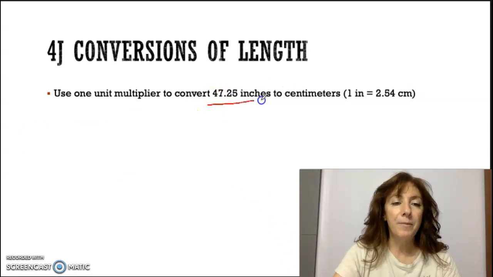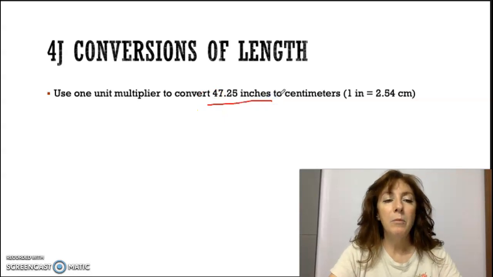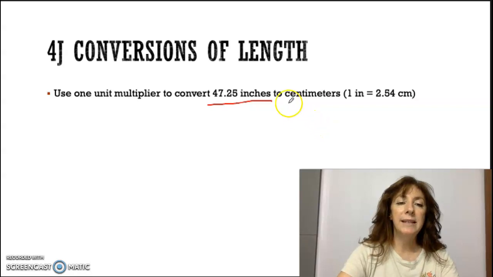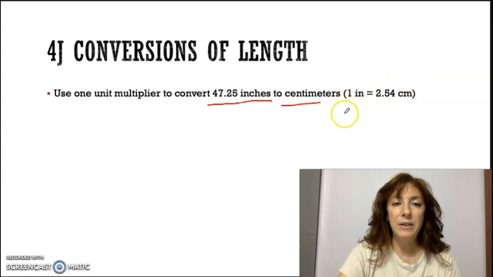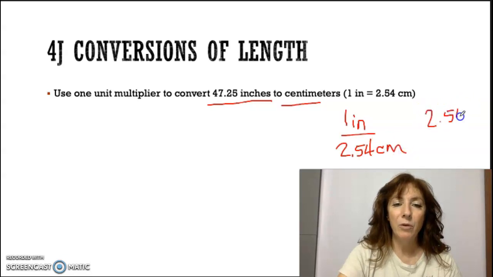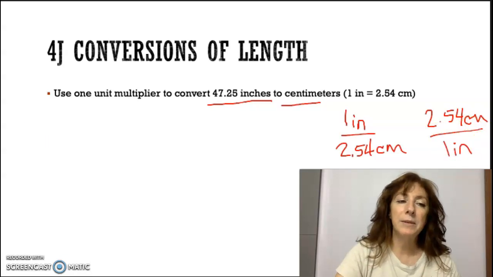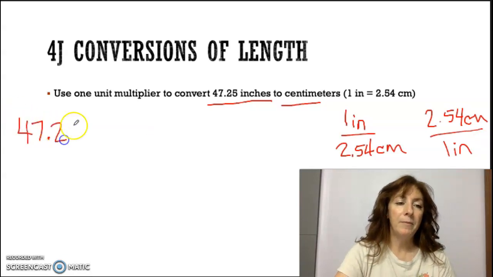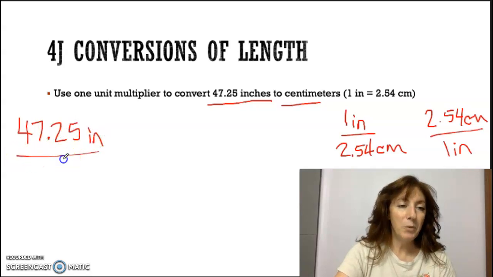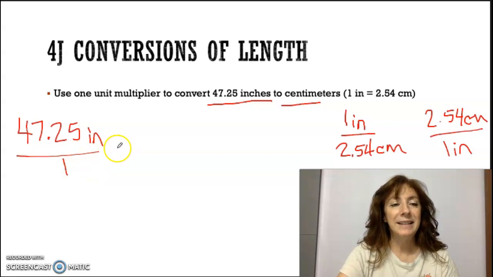We want to convert 47.25 inches into centimeters. And this is my conversion factor. I can create unit multipliers by saying 1 inch over 2.54 centimeters, or I can say 2.54 centimeters over 1 inch. I'm going to use one of those. I begin by writing what I'm given over the number 1, and now I can multiply.